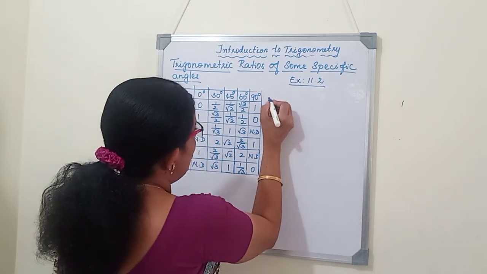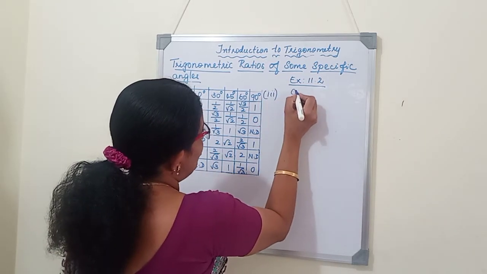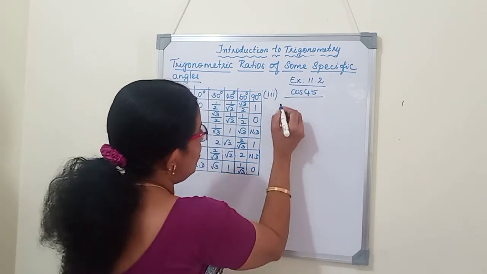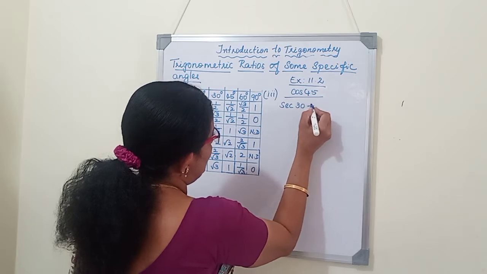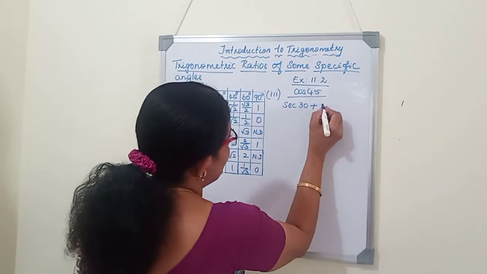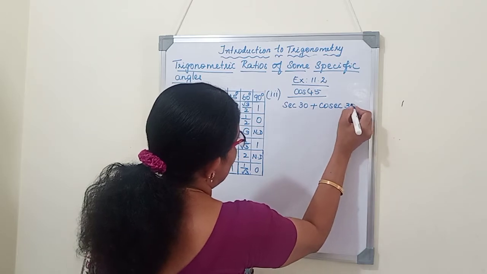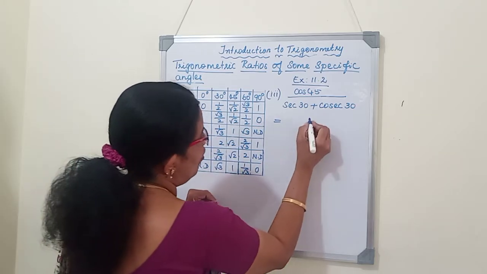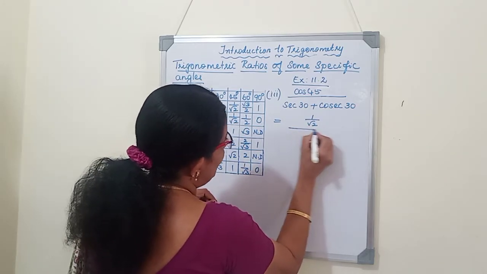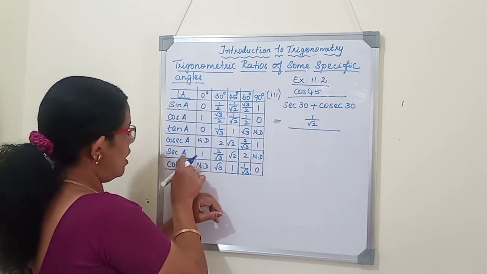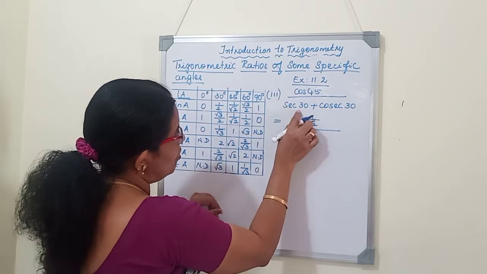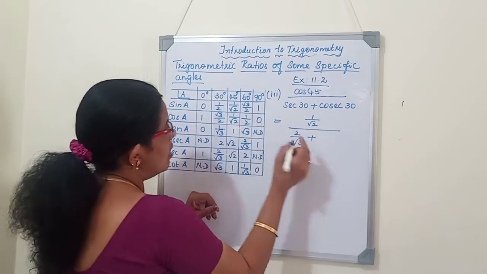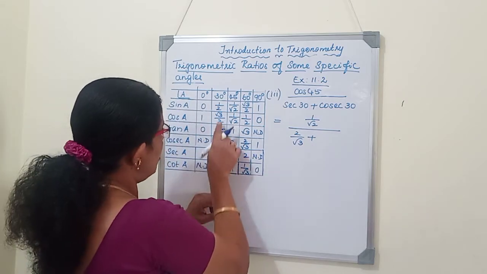Third question is cos 45 by sec 30 plus cosec 30. Cos 45, sin 45 and cos 45 are 1 by root 2. So 1 by root 2 divided by sec 30. To find sec 30, cos 30 is root 3 by 2, so reciprocal is 2 by root 3, plus cosec 30. Sin 30 is 1 by 2, so cosec 30 is the reciprocal of 1 by 2.